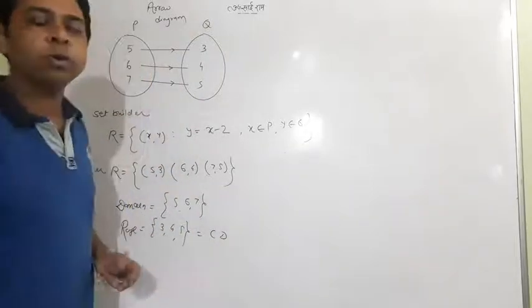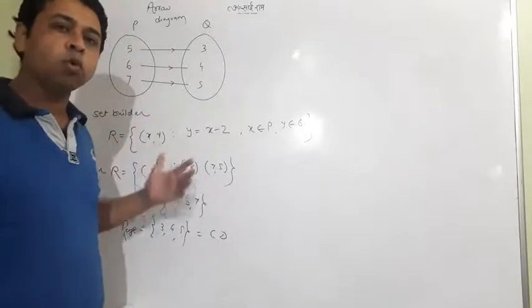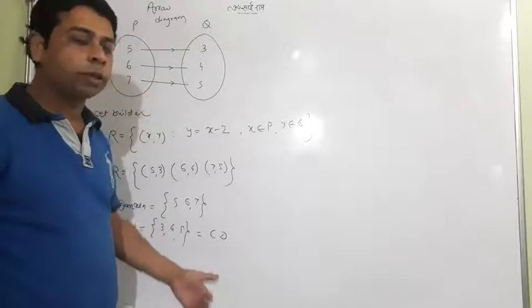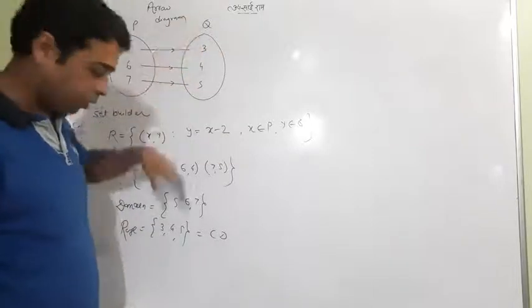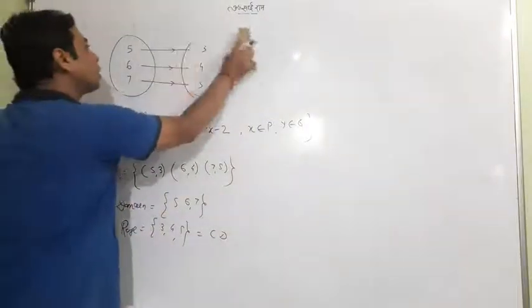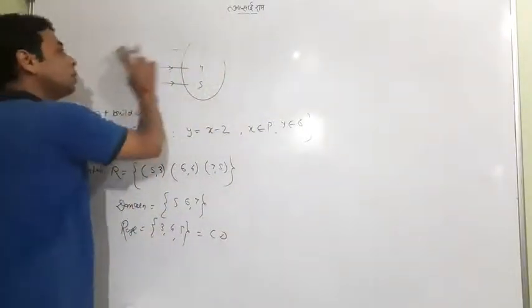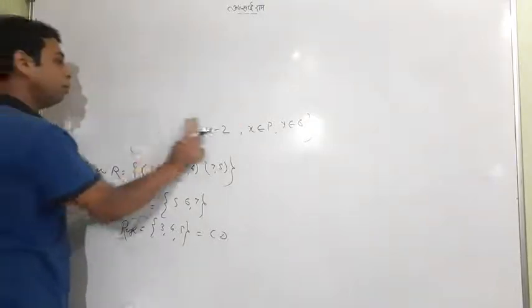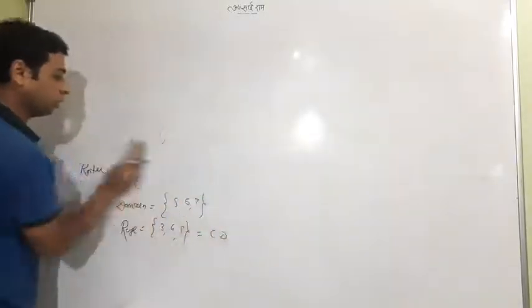I also taught you that range may be equal to codomain, but range is also called a subset of codomain. Range is normally smaller than codomain. So remember all this in mind. It was so simple. A diagram was given and you just have to answer some questions according to the diagram. Okay, now let me move on to the next questions.